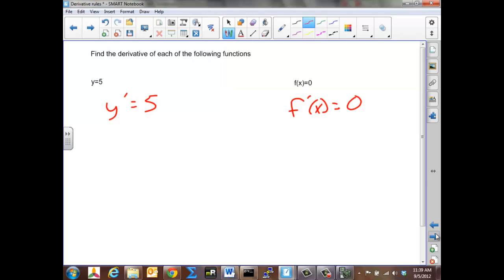So get in mind, here's a tricky one for you. F of x equals the square root of 2. What's F prime? 0.